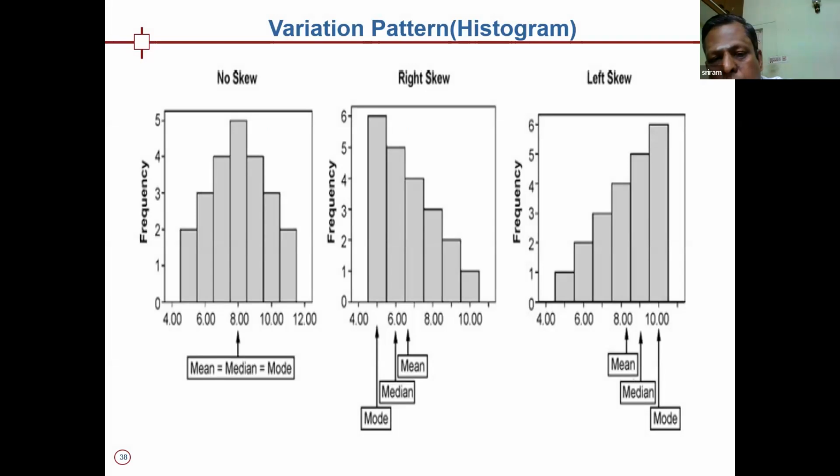Right skewed means lower values are high and the tail is on the right side, because based on the tail only we say right skewed. Or here the tail is on the left. So higher values are more and lower values are fewer.